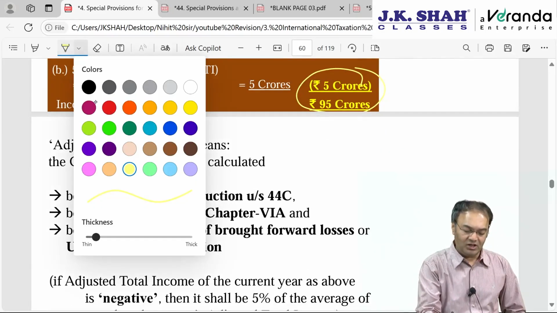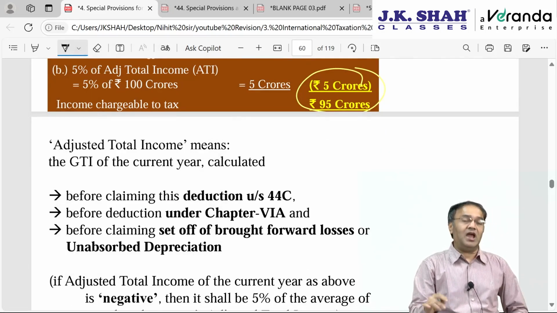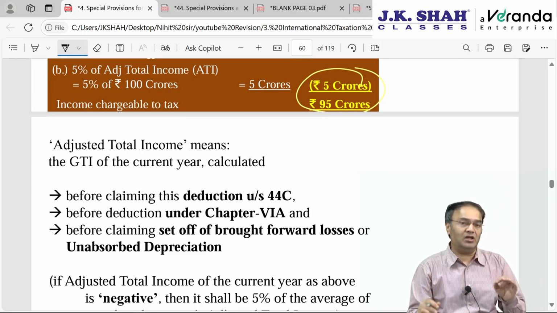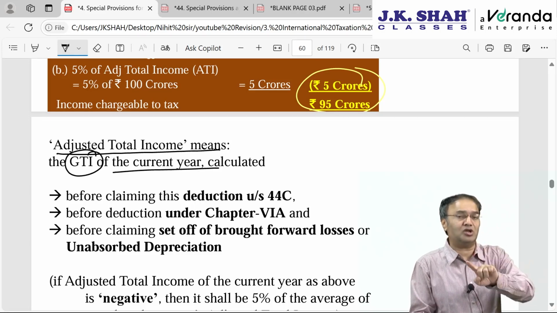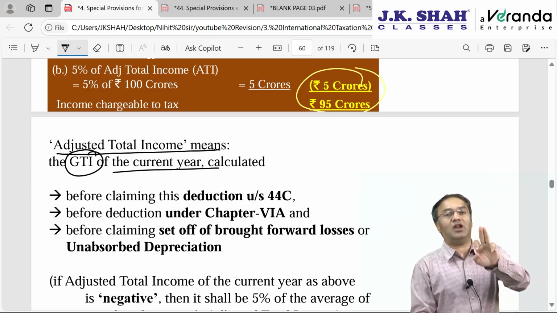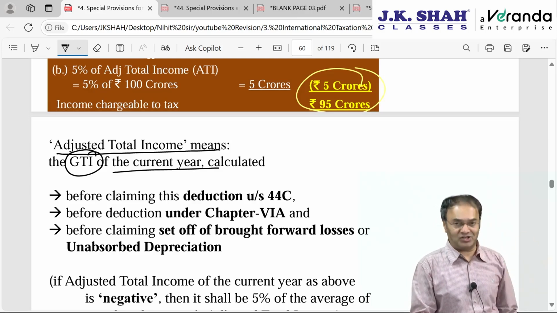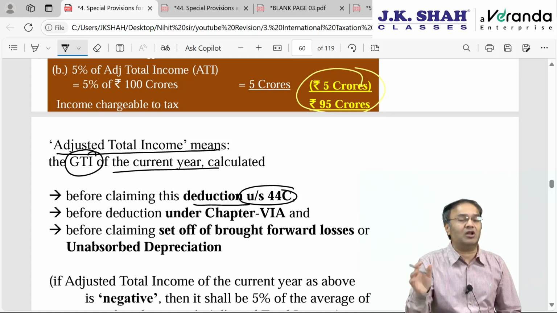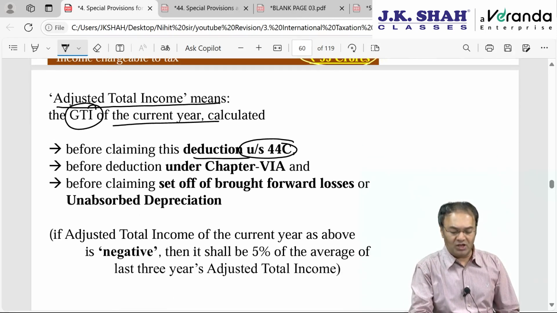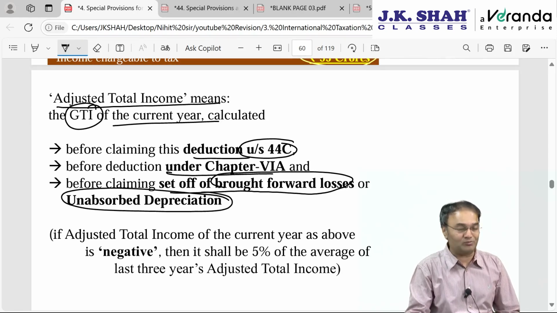Okay, what if the actual average total income, adjusted GTI, is negative? Adjusted GTI means the GTI of the current year, gross total income, before claiming this deduction, before claiming brought forward items, before claiming chapter 6A deduction, before claiming 44C deduction. Obviously that's what we are finding out now, how much we are allowed to deduct. Therefore it has to be before deducting chapter 6A, before set off of brought forward loss and before set off of brought forward unabsorbed depreciation.